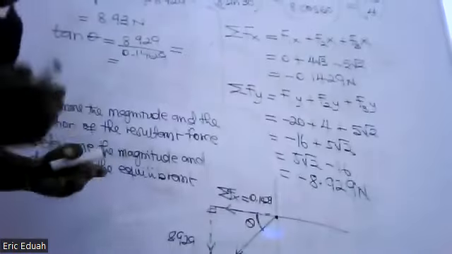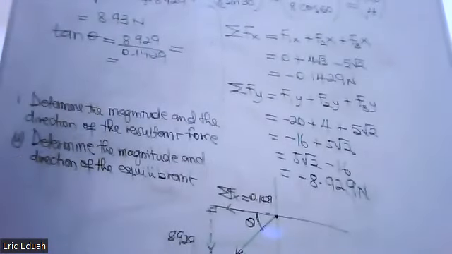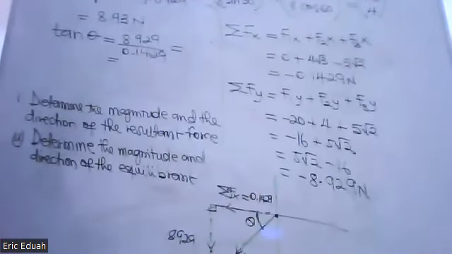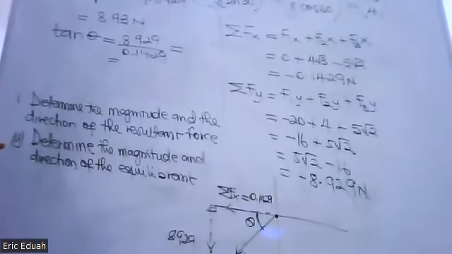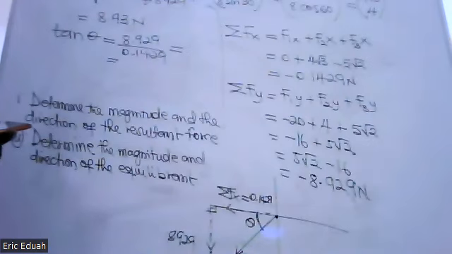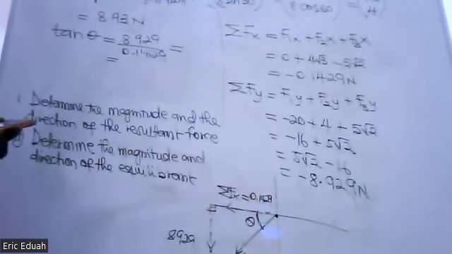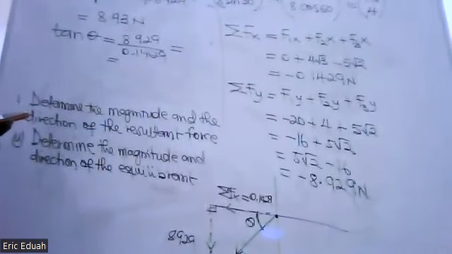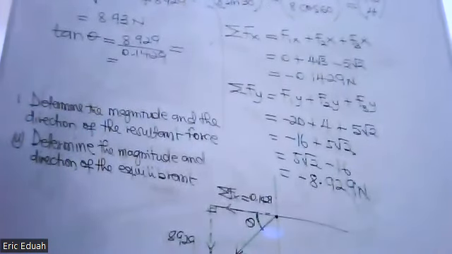I don't mean the angle. Give me this divided by this first, 8.929 divided by 0.1429. 62.4. Somebody should confirm that for me, because the value is so big. Yes, it's 62.4. Let me also confirm. Wow, okay.